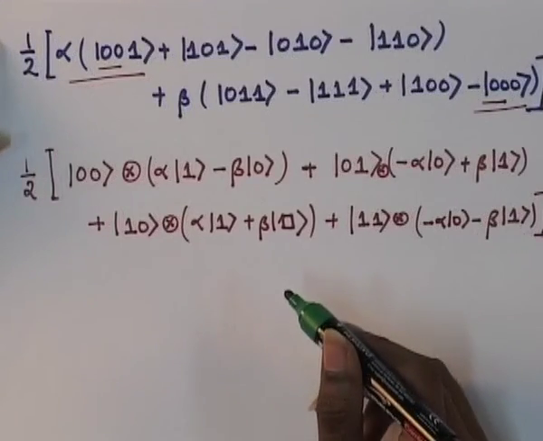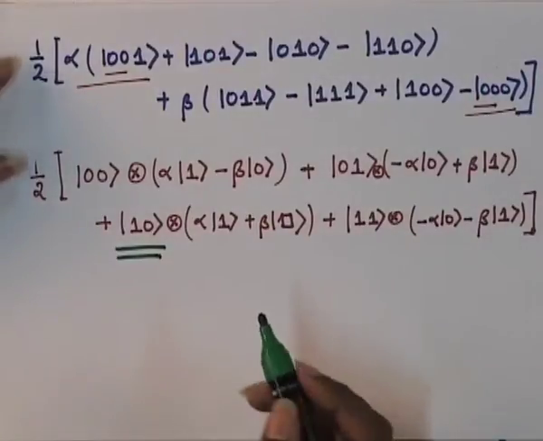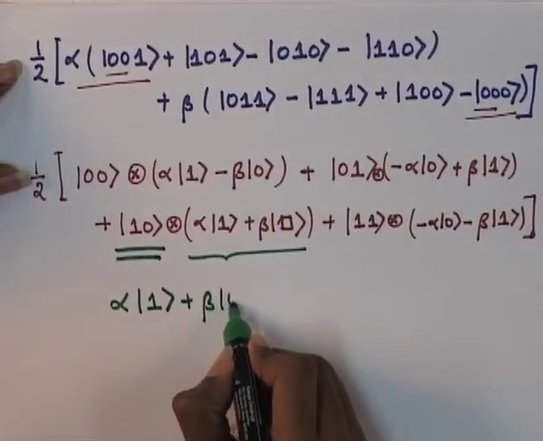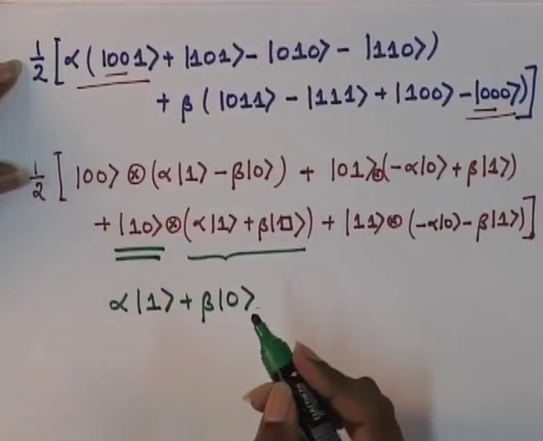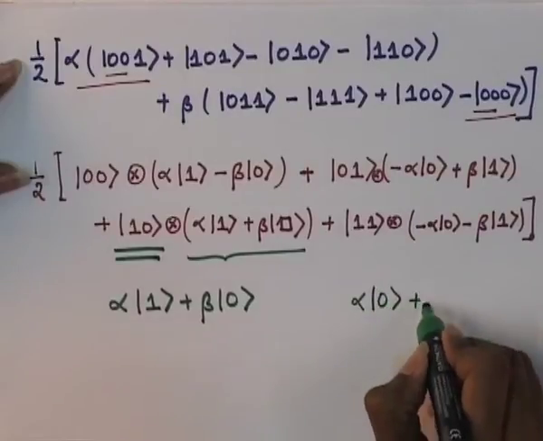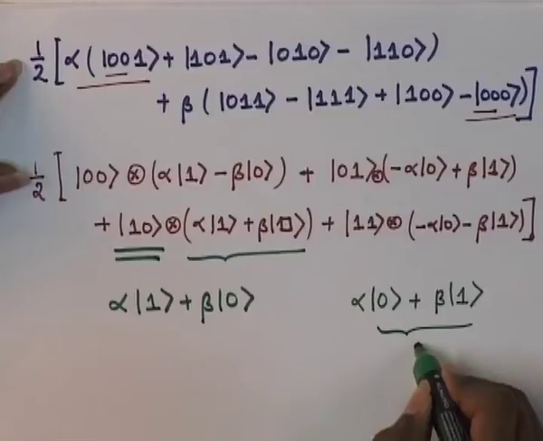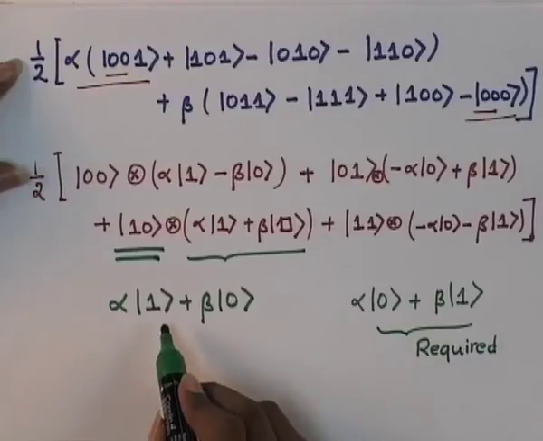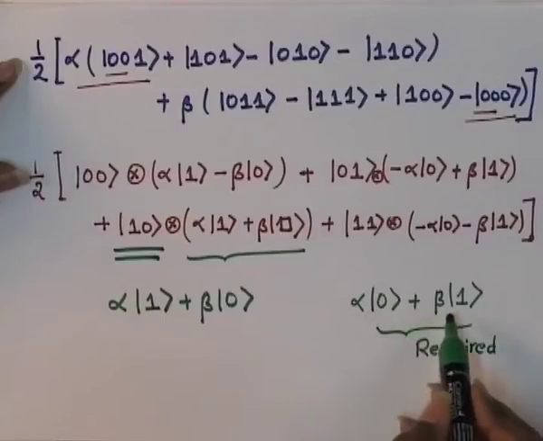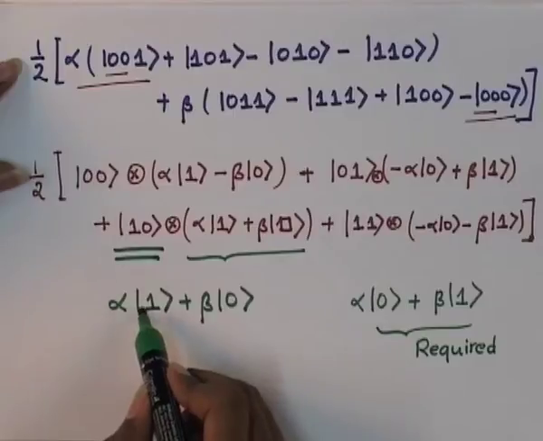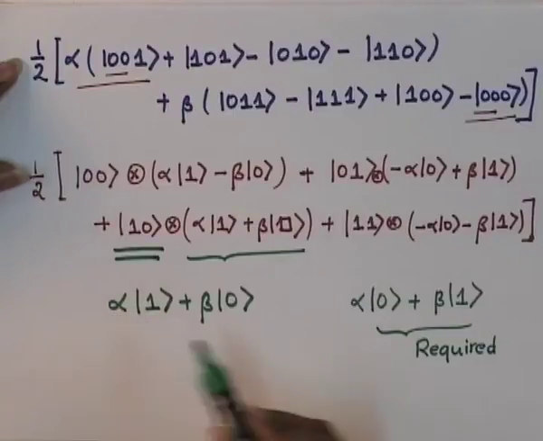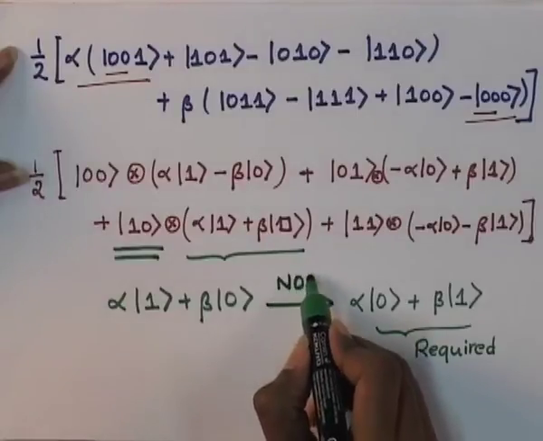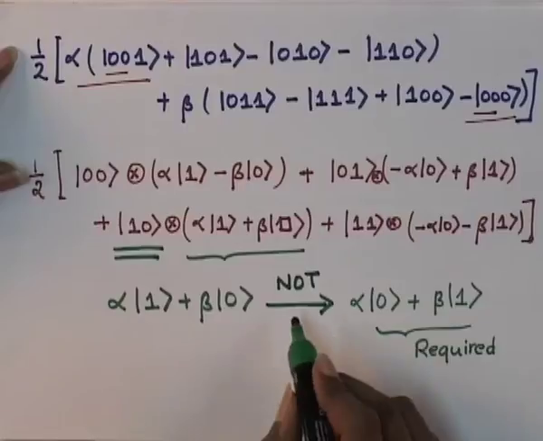Now we are given that Alice's measurement is 1 0. So the state Bob has is this, but the required state to be generated is that. By mere observation we see that the coefficients get flipped: the qubit 1 has coefficient alpha, but here the qubit 0 has coefficient alpha. So you can clearly see that on application of a NOT gate we can obtain the required state, and we also know that a NOT gate is the same as X gate.